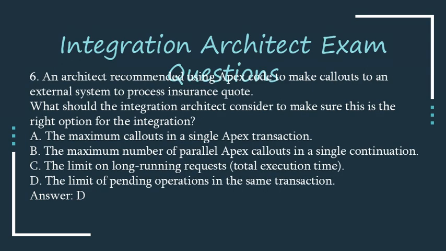6. An architect recommended using Apex code to make callouts to an external system to process insurance quotes. What should the integration architect consider to make sure this is the right option for the integration? A. The maximum callouts in a single Apex transaction. B. The maximum number of parallel Apex callouts in a single continuation.